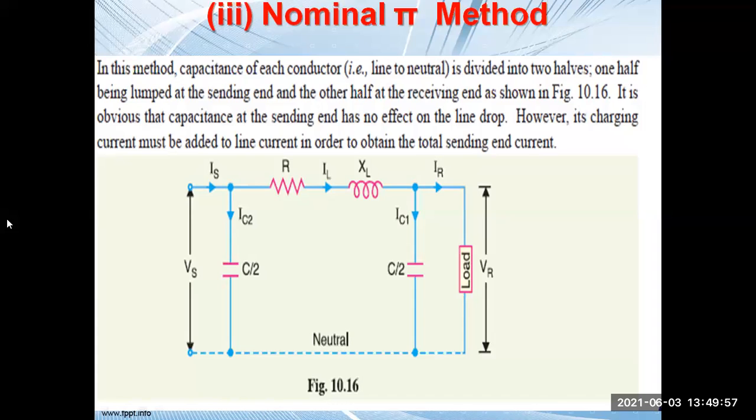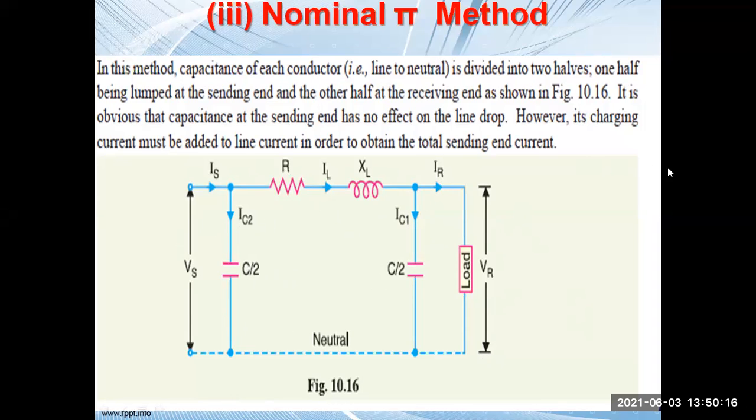So in this case, Vs is the sending end voltage, Is is the sending end current, IR is the receiving end current, and VR is the receiving end voltage. R is the resistance per phase, XL is the reactance per phase, and C is the capacitance per phase. So C/2 and C/2 is connected here. And this is your IC1 and this is your IC2.